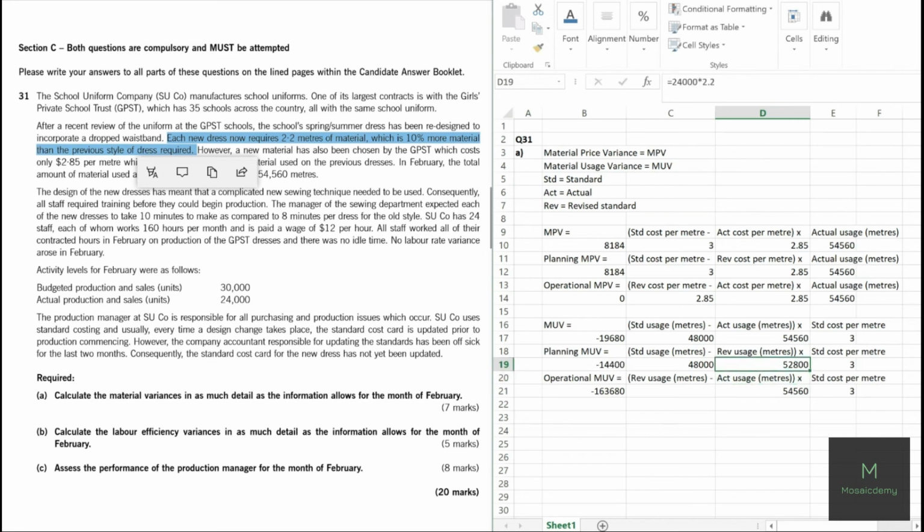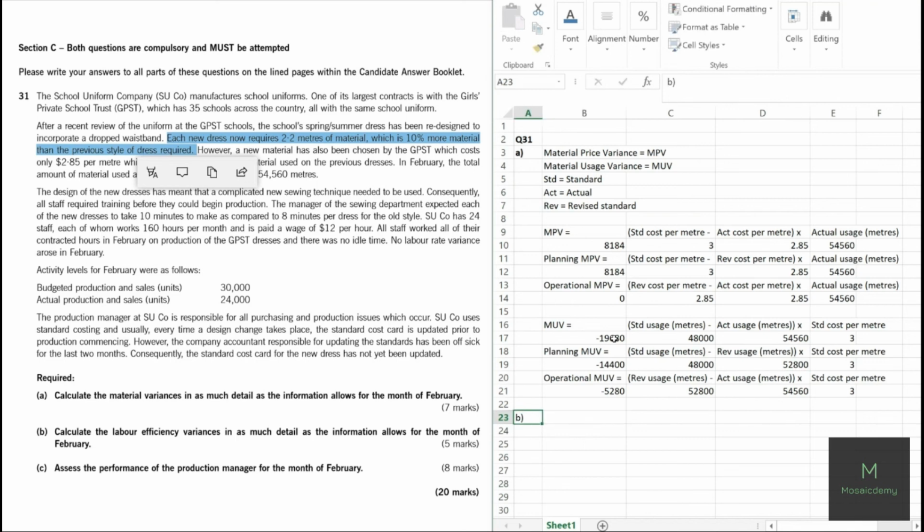Okay, so we have 52,800 revised usage. So we have these amounts. Okay, the material usage variance is a large adverse variance of 19,680. Planning is an adverse variance of 14,400, and if we add that to the operational variance of 5,280 adverse, it should add up to the 19,680 overall, which it does. Okay, so we've done our calculation, and all of this was worth 7 marks. Okay, with that said, let's move on to part B.